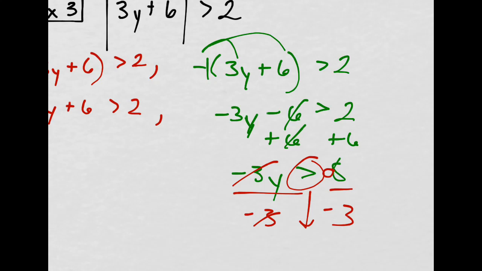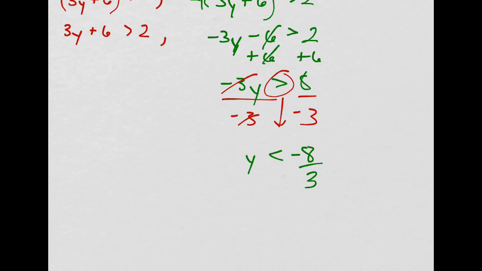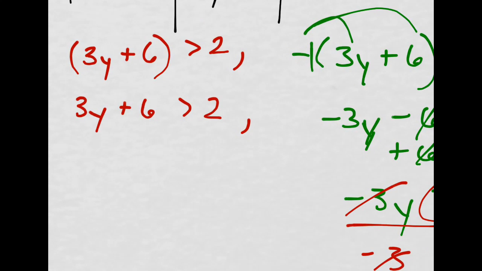Remember, even if this number is negative, that doesn't even matter about flipping the sign. We need the number that we're dividing by to be negative. That's when we flip the sign. So it's important to be aware of that. And then we have just y less than negative 8/3. All right, so that's one of the answers. And then let's do this one.